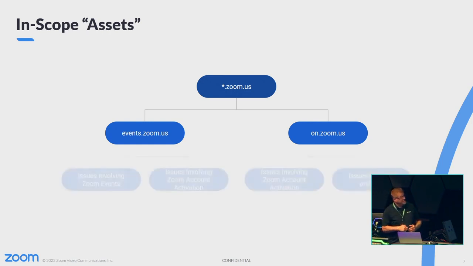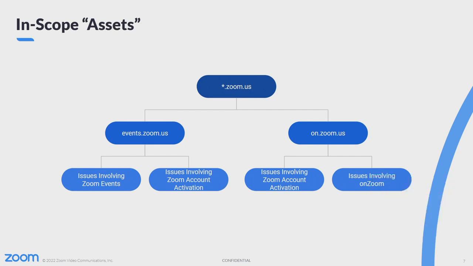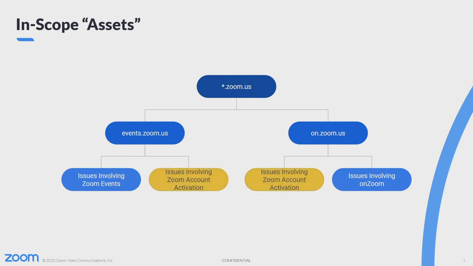Now, breaking that down even further, you'll notice that we've added things like issues involving such-and-such. This is very interesting because it allows us to actually get down to the technology that's involved with a certain asset. So you'll notice in a couple of slides the differentiation between events.zoom.us and issues involving Zoom events. Now you might notice a collision here in the middle, and this is part of the problem with this approach that we're working on with HackerOne using another feature called tags, which I'll talk about here in a sec as well.